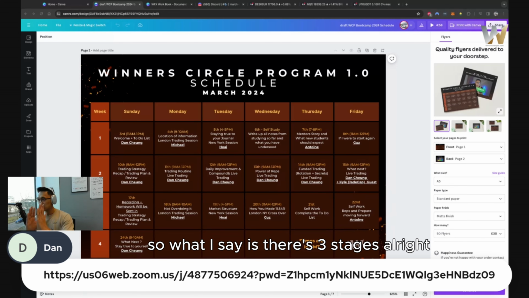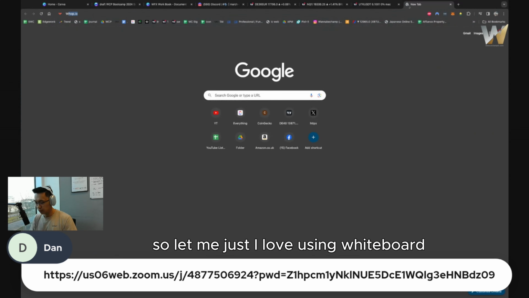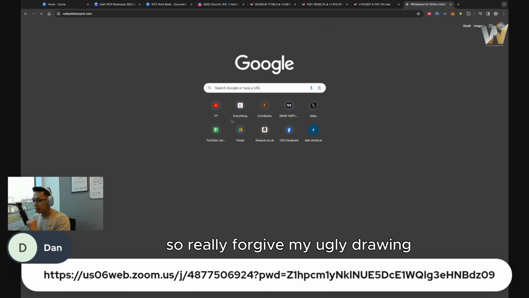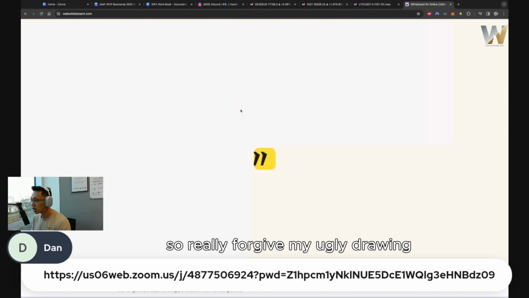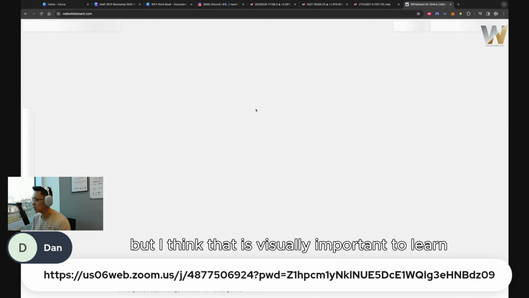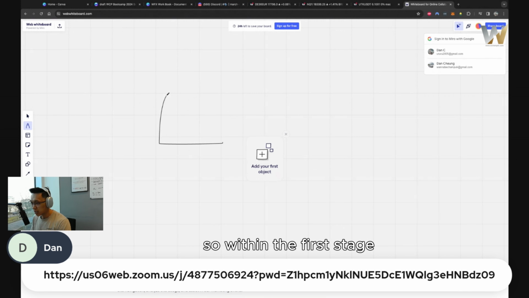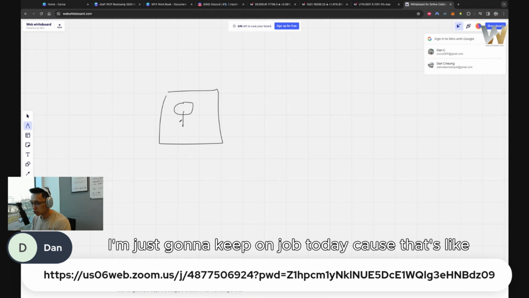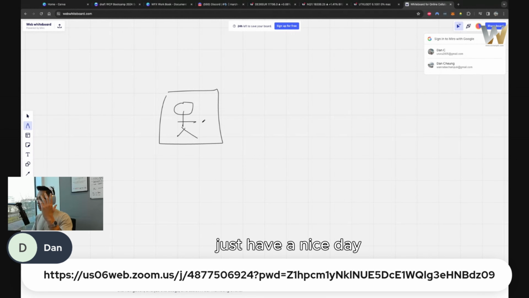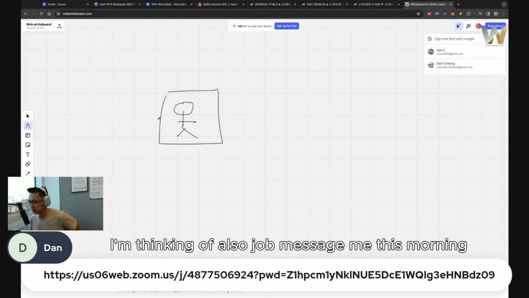So what I say is there's three stages, right? Let me just, I love using the whiteboard, so forgive my ugly drawing, but I think that is visually important to learn because I'm a very visual learner. Within the first stage, I'm just going to pick on John today, because it's the name I'm thinking of, but also John messaged me this morning.